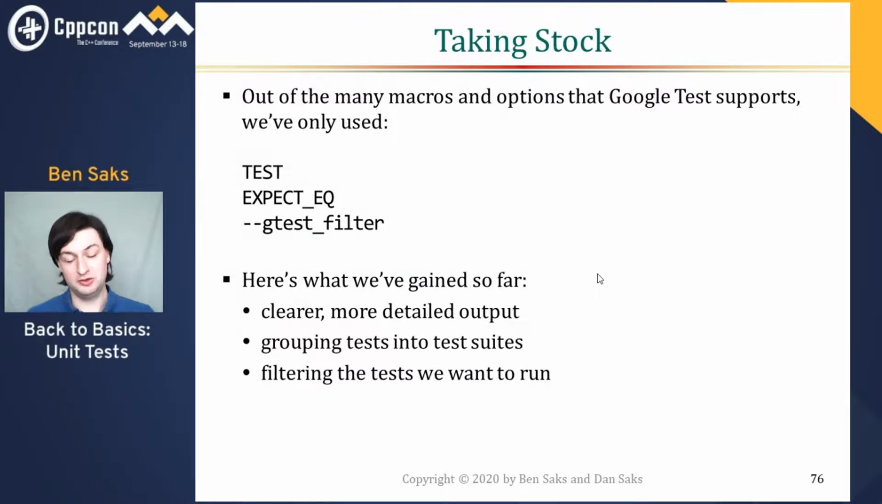Okay, so what parts of Google Test have we used? Well, the test macro, the expect EQ macro, and the filter option. What have we got out of it? Well, we've got clearer, more detailed output from our tests. Our tests are now grouped into a test suite, which we can filter on what tests we want to run, such as down to a specific test suite, down to a particular individual test, things like that.